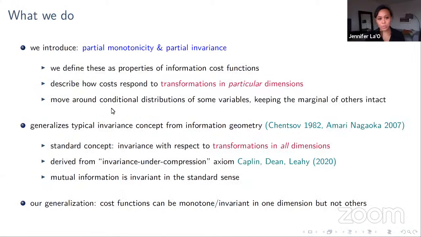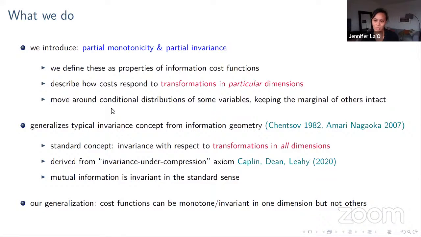And then what are we going to do? Well, our contribution here is to answer those questions that I posed before, but in order to do that, we introduced two new concepts that pertain to information cost functions. And we call these partial monotonicity and partial invariance. So these are going to be properties of information cost functions that these cost functions may or may not satisfy.